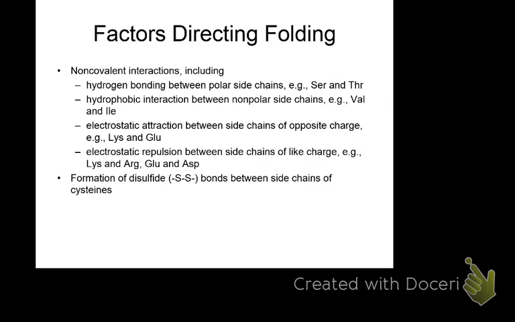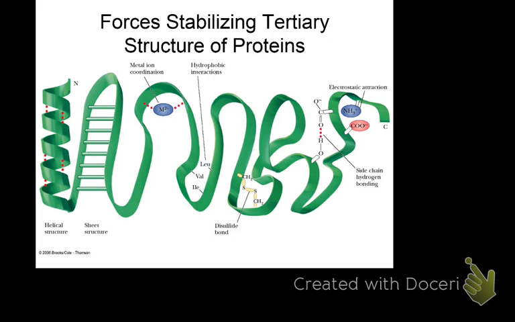And so I would expect you to be able to give some examples, like hydrophobic amino acids. If we had a bunch of valines and isoleucines and leucines in that area, then it's going to form a hydrophobic interaction. If you have lysine and glutamate, they're going to form an ionic bond or a salt bridge. And then I really like this little picture here because it puts it all in perspective.